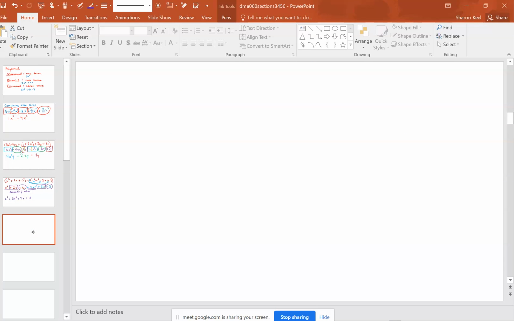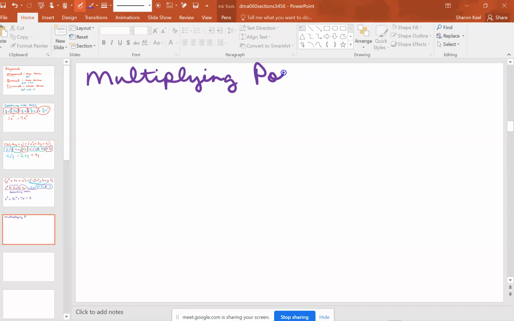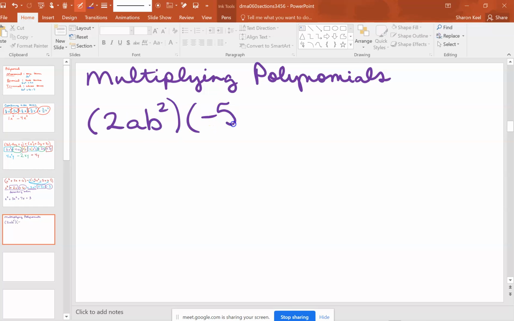As we move into section 5 and 6, both of those sections are multiplying polynomials. Multiplying polynomials, you'll find, is very easy. What I'm going to start with is I'm going to give you two polynomials, and this is from page 6-37. We have 2ab squared and a negative 5a to the 7th b to the 4th.